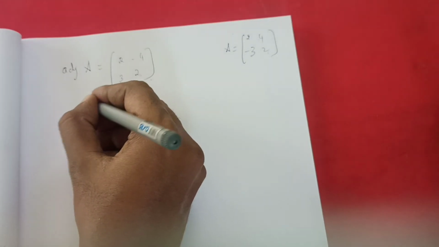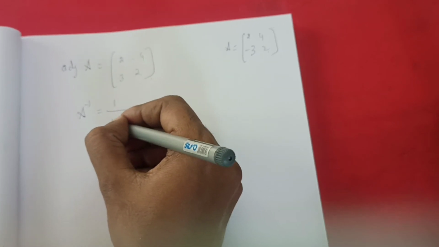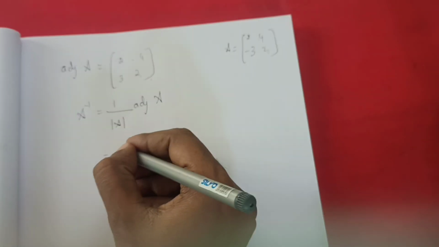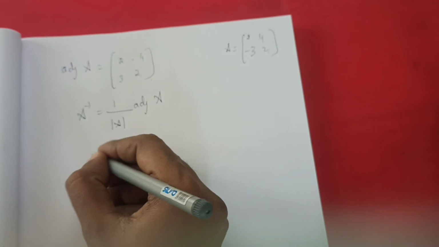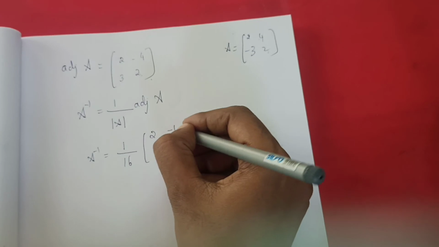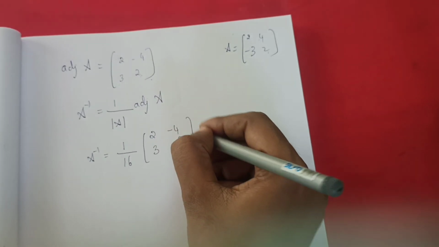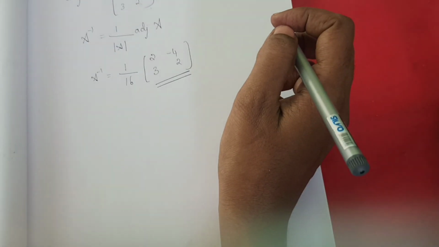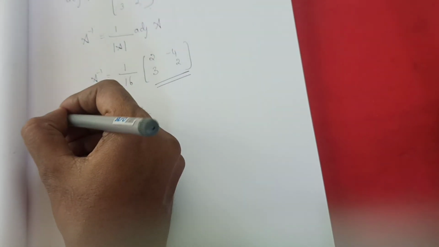So what's the formula for A inverse? 1 by determinant of A into adjoint of A. That's equal to 1 by determinant of A, which is 16, into adjoint of A, [2, -4; 3, 2]. This is the answer. Understand? Okay, one more we'll do.